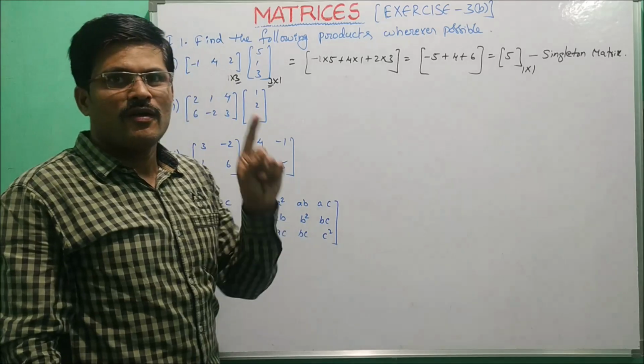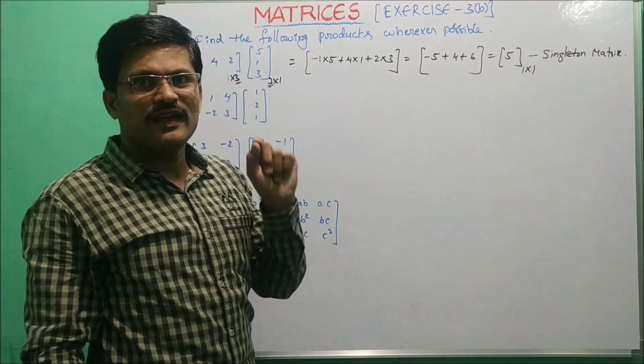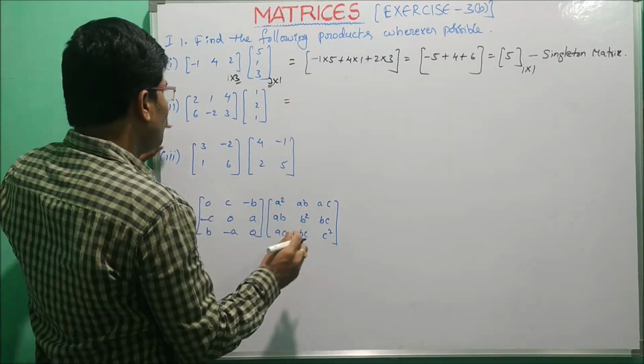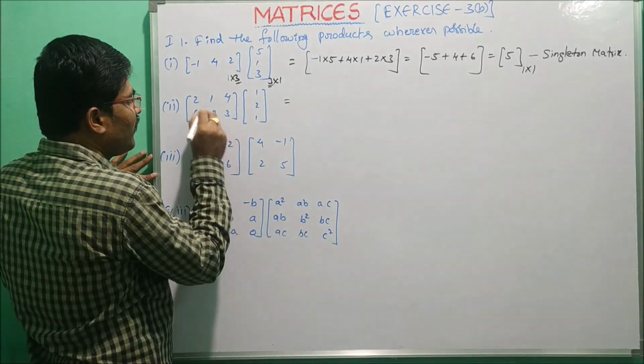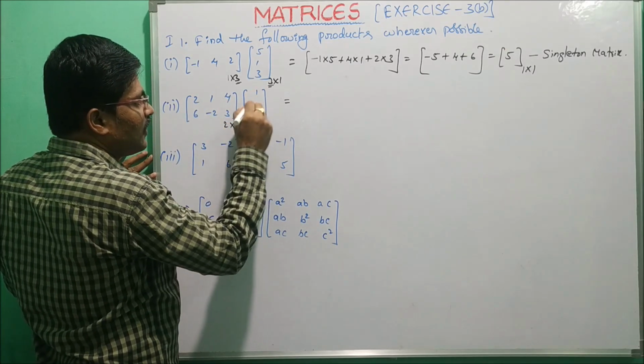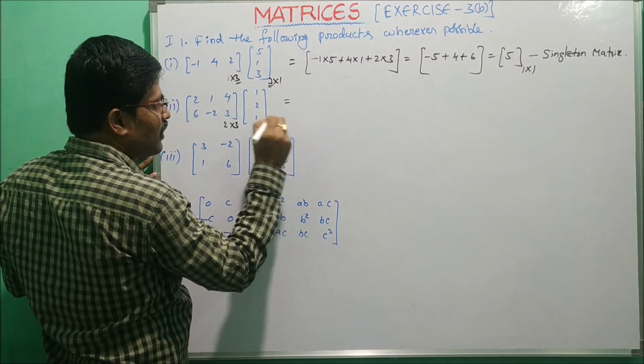Any matrix in which one and only one element is there, then the type of matrix is called a singleton matrix. Similarly, in this, we have to observe the order is 2 rows, 3 columns. That is 2 by 3. In this, 3 rows, 1 column. This is 3 by 1.